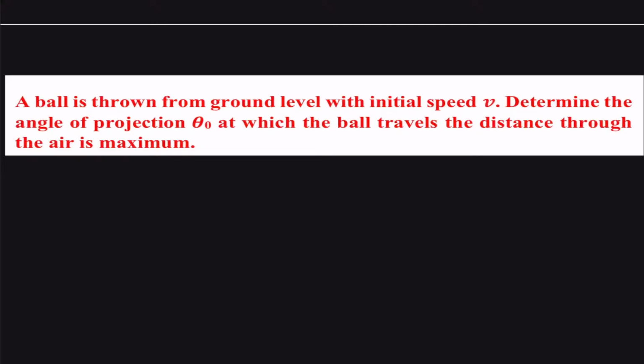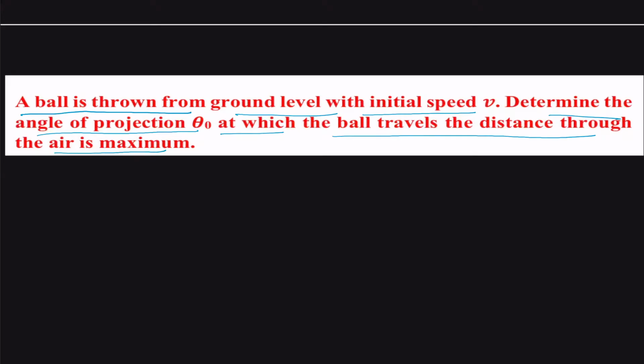So in the first question, we are given that a ball is thrown from ground level with initial speed v. Determine the angle of projection theta naught for which the distance the ball travels through the air is maximum.